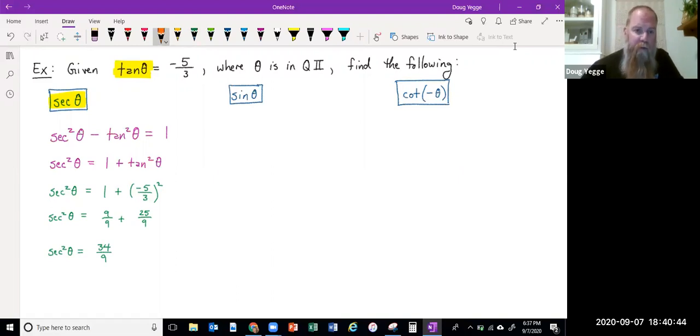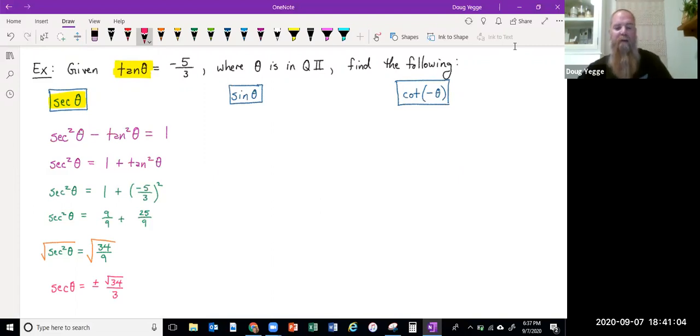So this is where we have to remember that when taking the square root of both sides in order to eliminate the square, this gives us that secant of theta is going to be equal to plus or minus the square root of 34 over 3. But keep in mind, you can't have two different values for one trigonometric function. If I'm given an angle, the answer is either going to be positive or it's going to be negative.